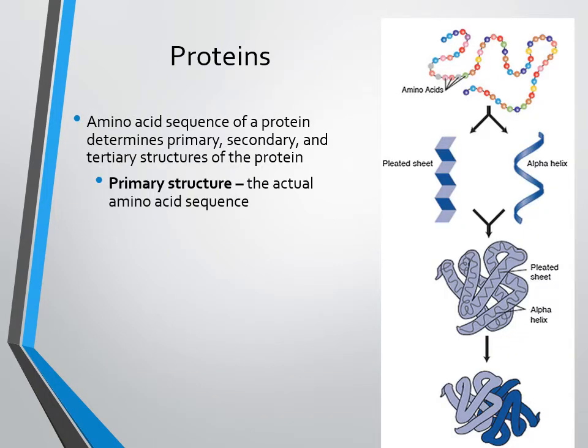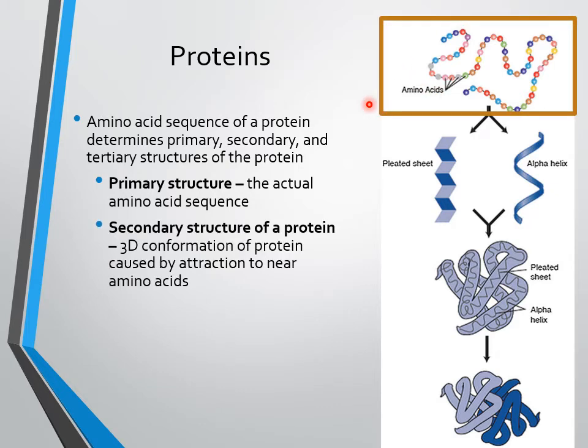So the amino acid sequence of a protein determines primary, secondary, and tertiary structures. So really it's just how we fold it. The primary structure, which is this guy up here, is just a long strand of amino acids. And that is the primary structure. The secondary structure forms a 3D model of that.